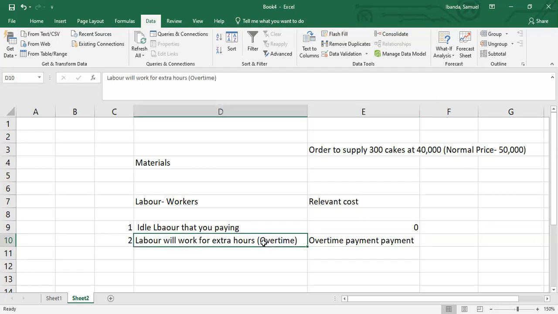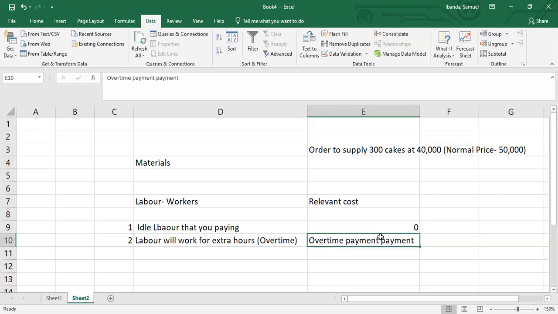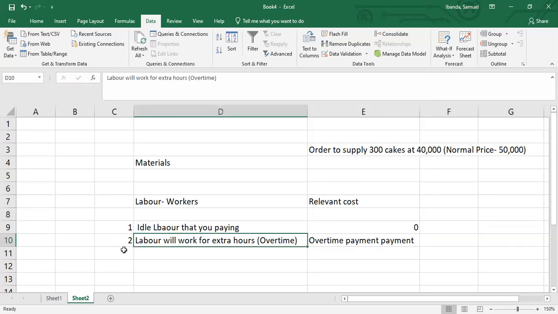This labor, you're going to pay it a salary either you take that contract or not. But because of taking this contract, there will be an additional payment of overtime to this labor. So this will be your additional cost, which we regard as our relevant cost. I'll give you another scenario.